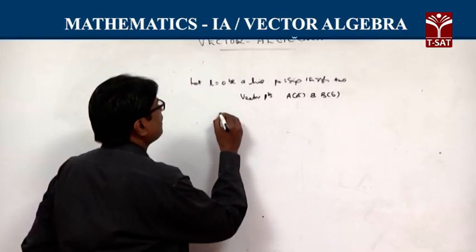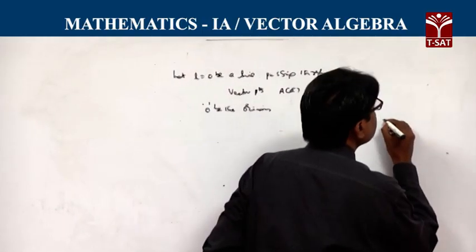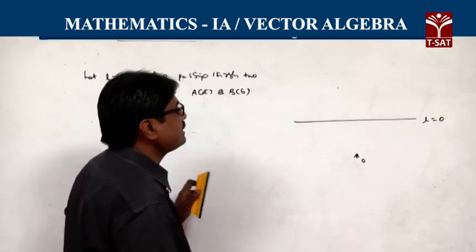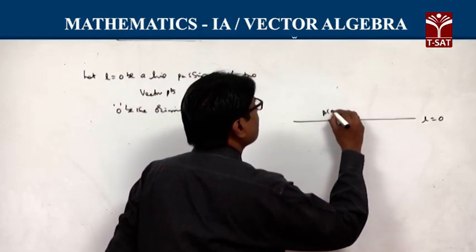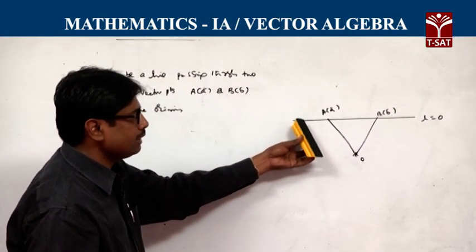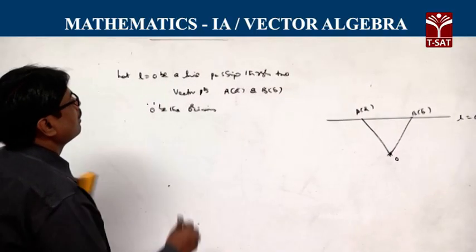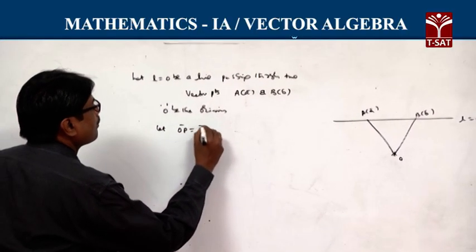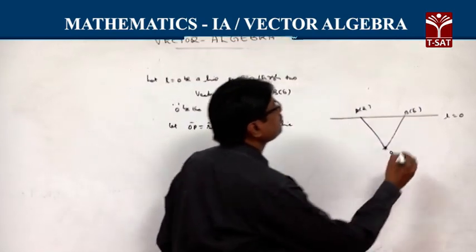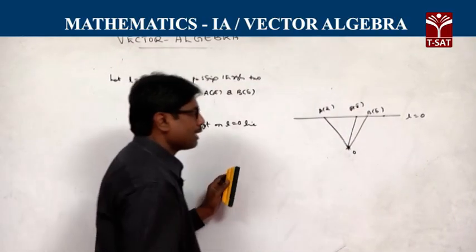Now consider O to be the origin. We took a line L equal to 0 passing through two vector points A bar and B bar, with the origin somewhere. I wanted to find the equation of this line in terms of A bar and B bar. For that, again you define a parametric point. Let OP bar is equal to R bar be a point on the line L equal to 0. Take a point here or here somewhere. OP bar is equal to R bar, a parametric point.